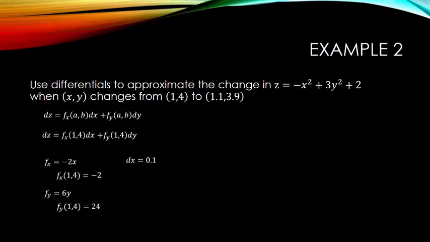My dx is 0.1 and dy is negative 0.1. So that dz is equal to negative 2 times 0.1 plus 24 times negative 0.1. This gives me negative 2.6 as the approximation for the change in z as we go from the point (1, 4) to the point (1.1, 3.9).